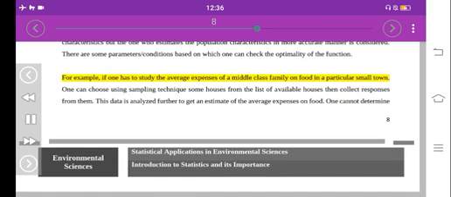For example, if one has to study the average expenses of a middle-class family on food in a particular small town, one can choose, using sampling technique, some houses from the list of available houses, then collect responses from them. This data is analyzed further to get an estimate of the average expenses on food.